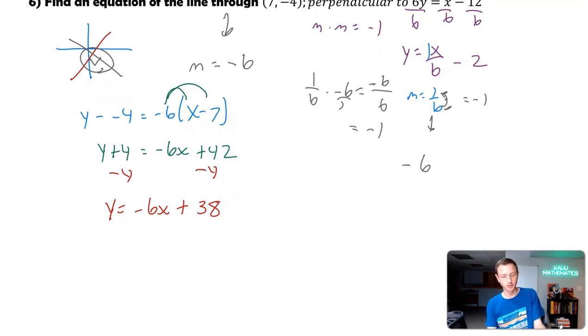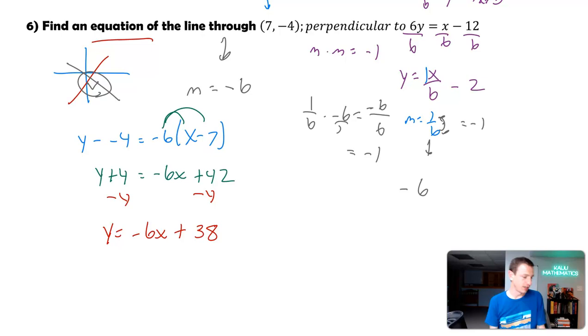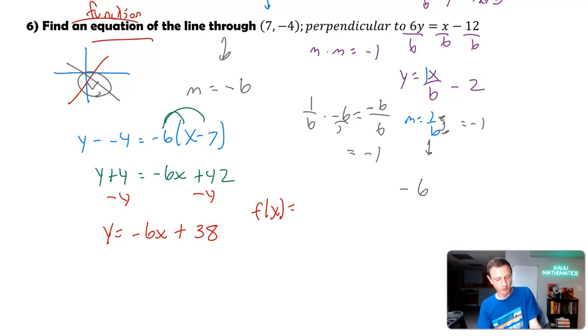We want it in function notation. I guess it says find an equation. I believe the directions should have said function notation. I guess it didn't. I guess it depends. Sometimes it'll say equation, sometimes it'll take either, but let's just pretend that it says equation and function. So this would just be f of x equals -6x plus 38.